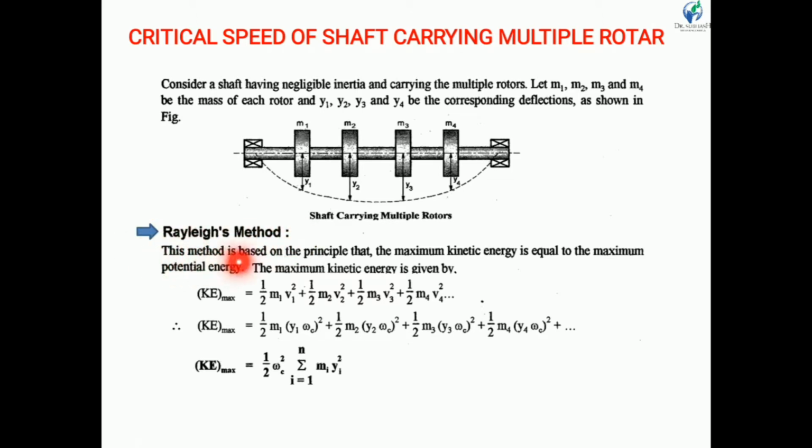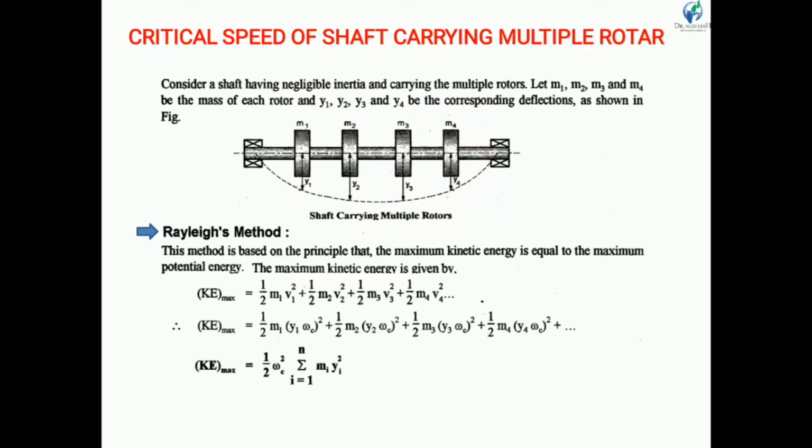This method is based on the principle that the maximum kinetic energy is equal to the maximum potential energy. We know the equations of maximum kinetic energy and maximum potential energy. First, the maximum kinetic energy is the total kinetic energy: the kinetic energy because of mass m1, mass m2, mass m3 and mass m4.